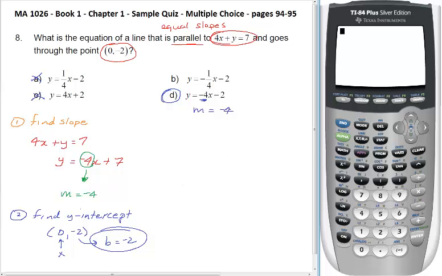And of course the third step is write your equation, in the form of y equals mx plus b. So you take your information from step 1, which is m equals negative 4, and step 2, b equals negative 2, and you write it y equals mx plus b, so it's y equals negative 4x minus 2. And we can see that also matches D. So D is the answer for this one.